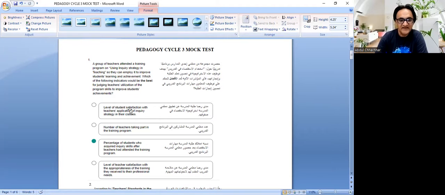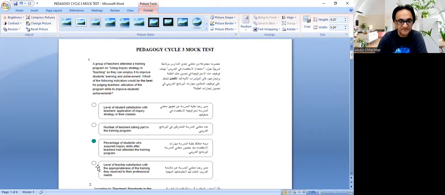If you look at the first option, level of student satisfaction. Now keep in mind, and you are familiar, that we don't consider students' feedback, what the students think about the teacher. Okay, so it is not that. The second, number of teachers taking part in the training program. It has nothing to do with implementing inquiry-based learning in the classroom. So these two answers are quite far away from the correct answer.